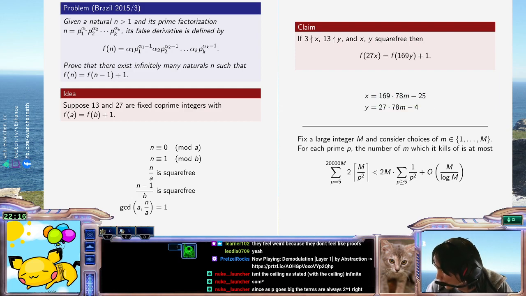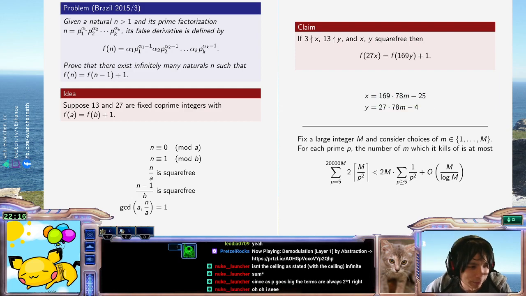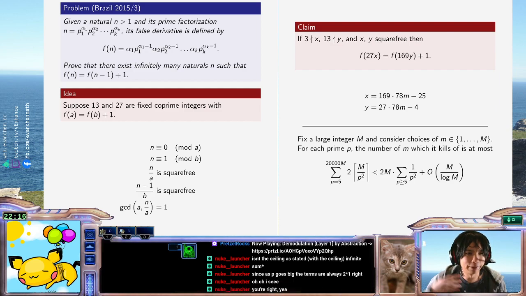Actually, it's p squared, so I can go up to like root 20,000 m or something. But basically, you don't actually use every prime. If the prime is larger than the numbers involved, then you don't care. I can probably improve this to square root, it takes no extra work. Square root 20,000 m.